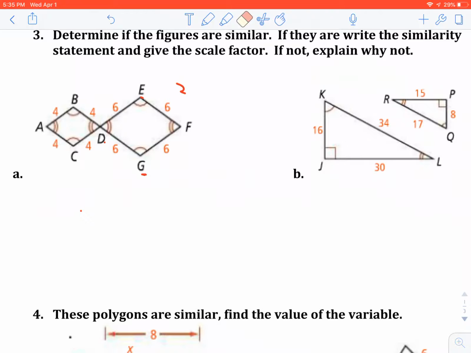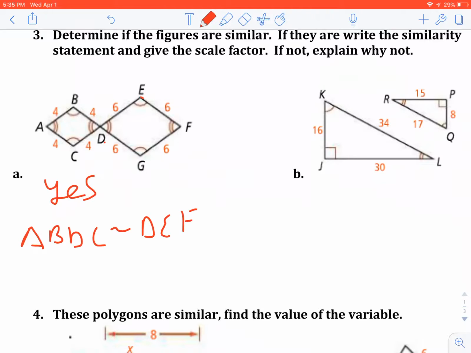So for letter A, yeah, they're similar. Figure ABDC is similar to figure DEFG, and the scale factor was 2/3.